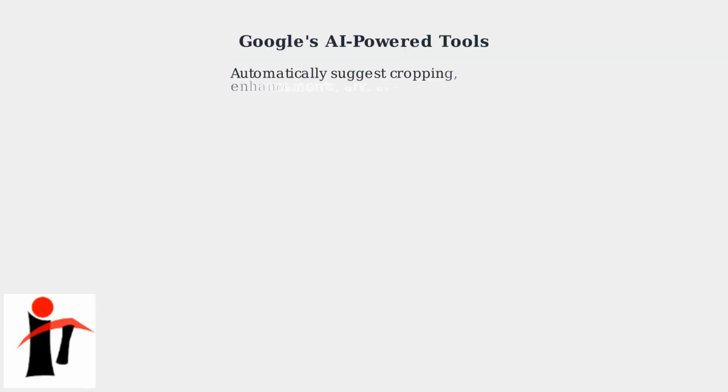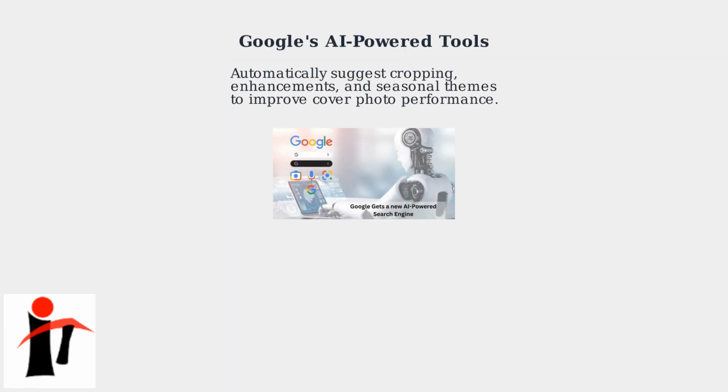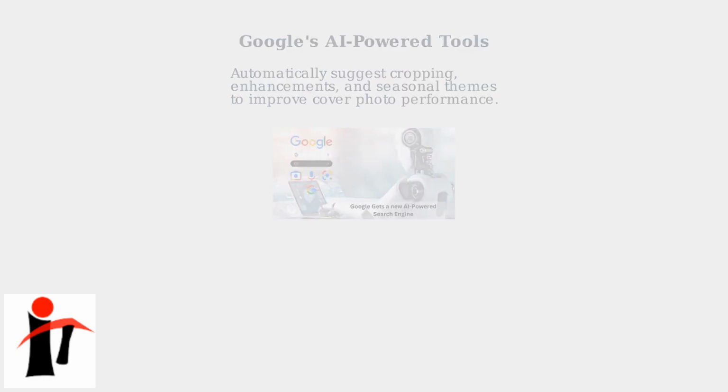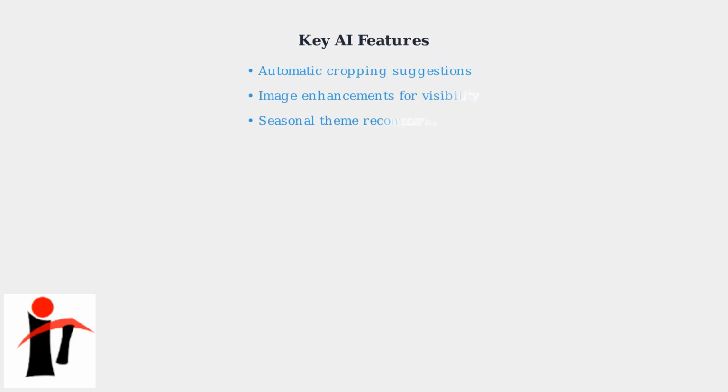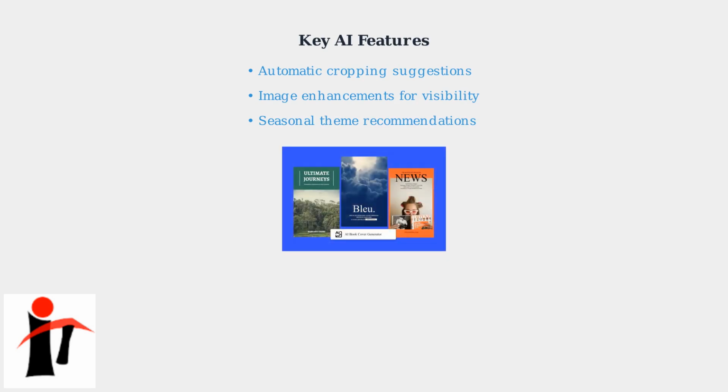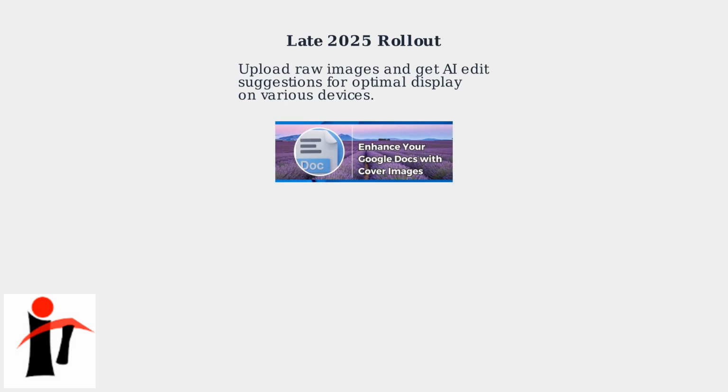Google's AI-powered tools can optimize your cover photos automatically. They suggest cropping, enhancements, and even seasonal themes to boost performance. These tools provide automatic cropping suggestions to fit different devices perfectly. They enhance images for better visibility and recommend seasonal themes tailored to your business. In late 2025, Google introduced features where you can upload raw images. The platform then suggests edits for better visibility across devices.